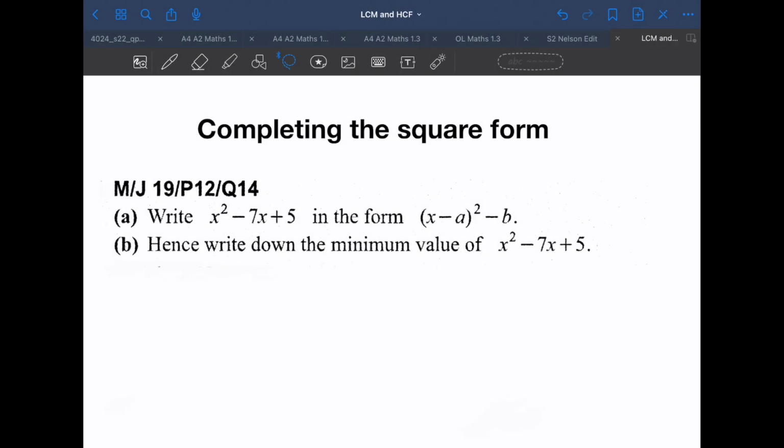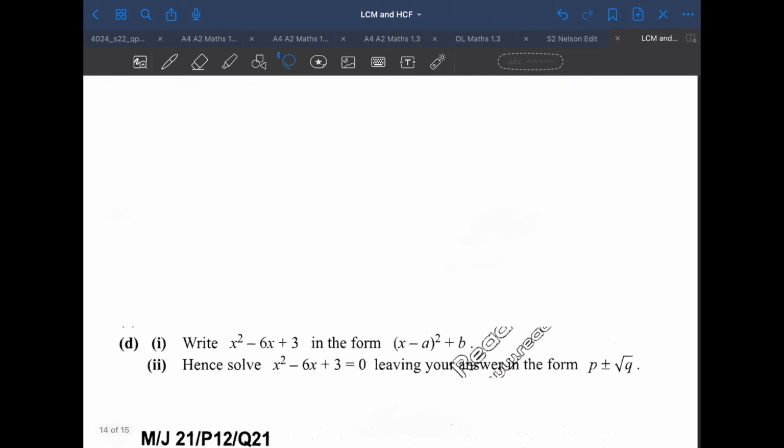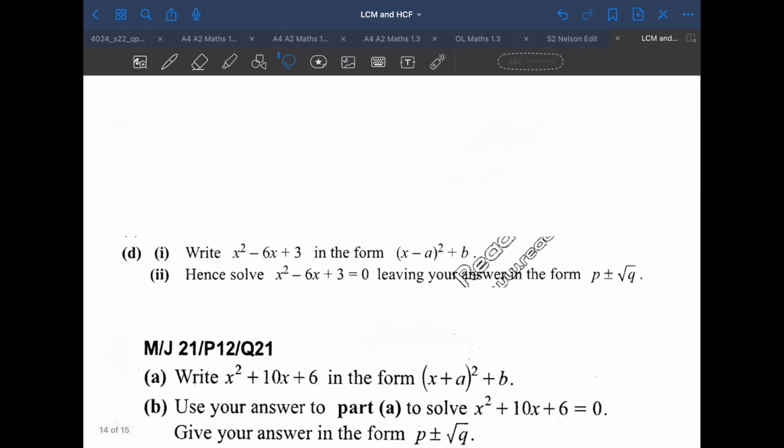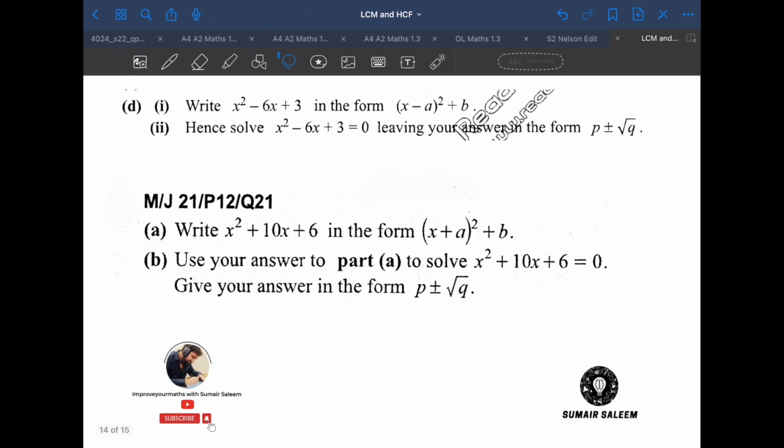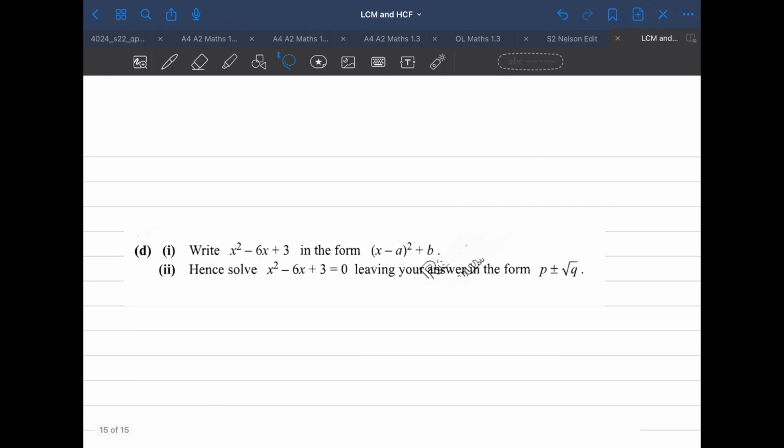Hi guys, in today's lesson I'm teaching you completing the square form and finding the minimum and maximum value, and completing the square form and finding the values of x. Okay, so there are two methods of completing the square. One is the easier method, it's really simple, and the other method is the actual method of completing the square. I feel that's complicated and many students find that complicated. So let's begin with it.